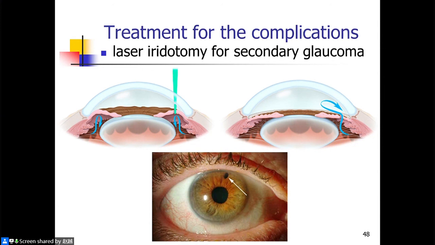The picture shows laser iridotomy for secondary glaucoma. Use a laser to cut a hole in the peripheral iris. The posterior aqueous humor may then enter the anterior chamber. The pupil block has been released.